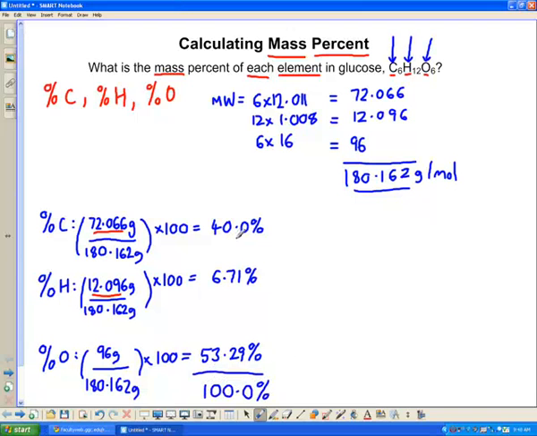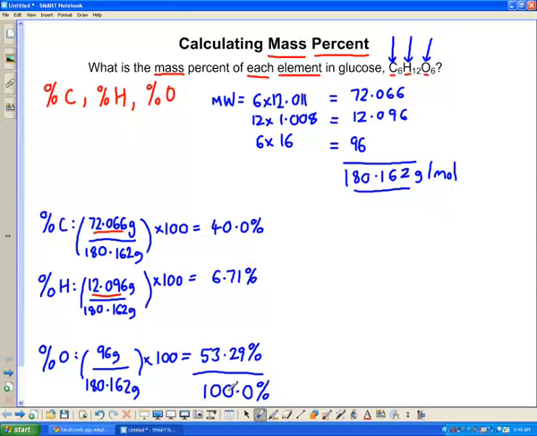Now, what if we were to go the opposite way? What if a question gave you a compound that consists of 40% carbon, 6.71% hydrogen, and 53.29% oxygen, and asked you to calculate the molecular formula for it? Well, it's actually just exactly the opposite method that you're going to use. Let's say 40% of that is carbon. That means 40 out of every 100 units are carbon.